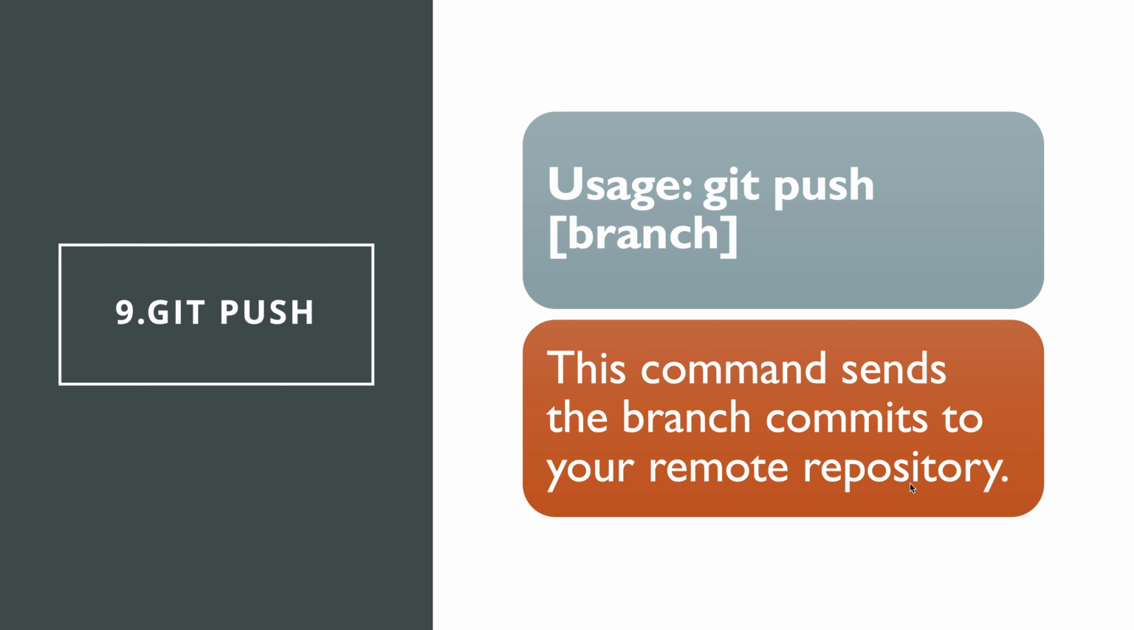Now we have to push these changes to the remote repository, which is on the server side, you can just consider it. So git push branch means you are going to push this particular branch. The command is git push origin, and we will give the branch name.